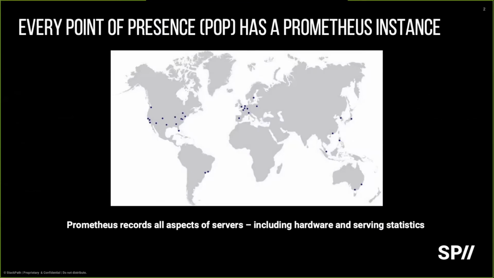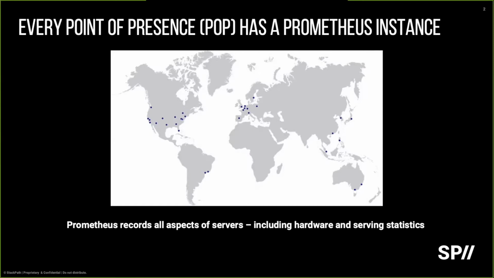So we have a global presence, and this means that we have about 30-odd points of presence. A point of presence is called a POP. And as you can see from the map, they are properly globally distributed. Now, in every POP, we have a Prometheus instance. And that Prometheus instance is recording all the data that comes off of all the servers within that POP. So it's telling us a tremendous amount of hardware and serving statistics.